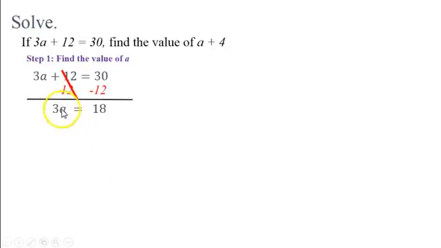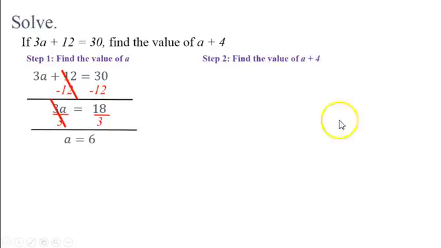3a equals 18. I want to get a by itself. So I have 3 times a. I'm going to do the inverse. I'm going to divide by 3. These two cancel out. A is equal to 6. So for our second step, now this says find the value of a plus 4. So all you have to do, we found a. All we're going to have to do is add 4. So we have a plus 4. A can be replaced by 6 now because we know that a is equal to 6. A plus 4, or 6 plus 4, and our answer is 10. This is 10 is equal to a plus 4.